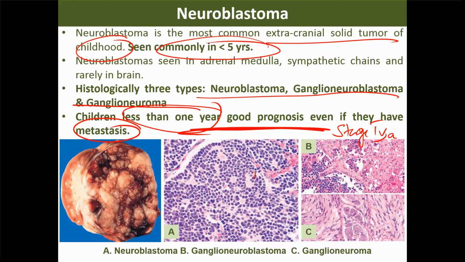Characteristically they produce this kind of rosettes. The tumor cells surround a pink area. It is not really a true rosette, so it is called a pseudo rosette, and it is a characteristic feature of this tumor. It is called the Homer-Wright pseudo rosette, which we already discussed in the lab session.